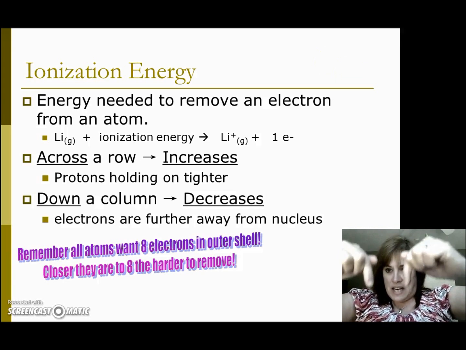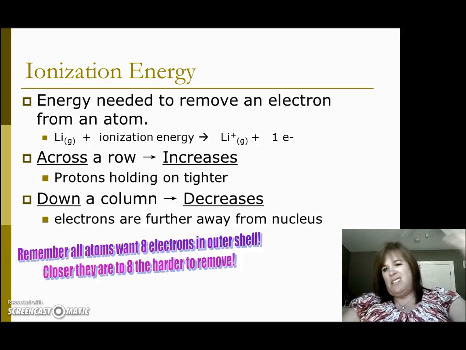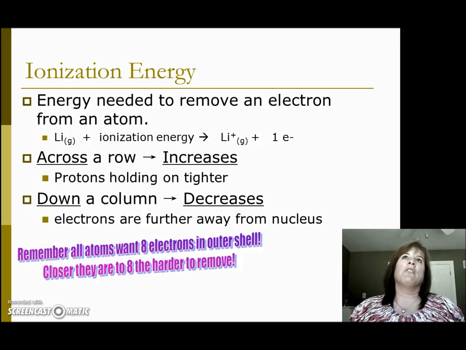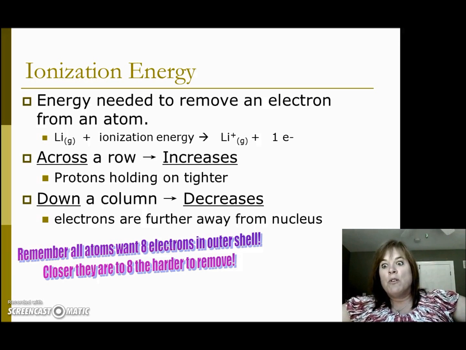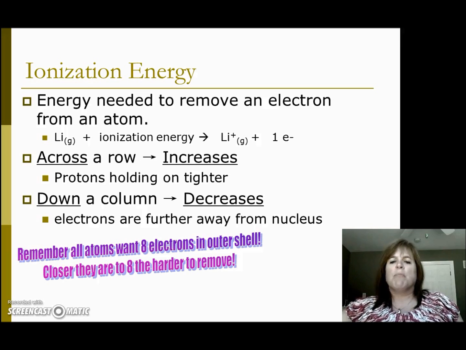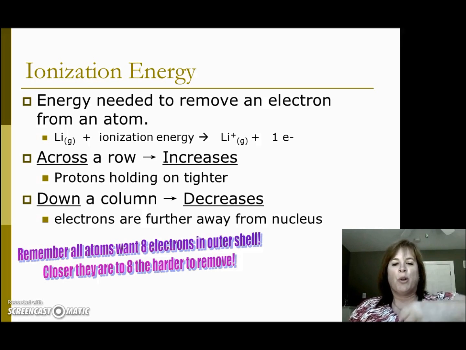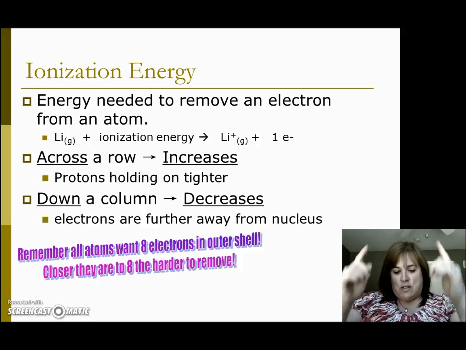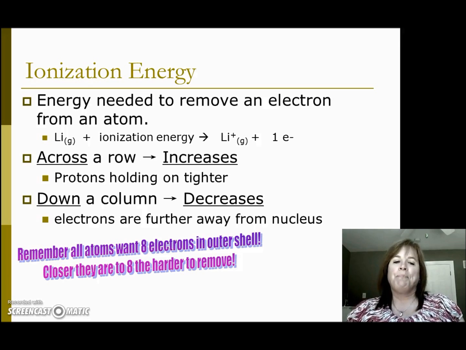As we go down a column, though, the ionization energy decreases. By then they've got so many electrons. The more shells they have, the more electrons they have, and the farther away from the nucleus they are, the less the attraction is. It's like a long-distance relationship. It's like, hey, whatever. So it doesn't take as much energy to pull an electron out when you get down to the bottom of the periodic table, because there are so many electrons there.